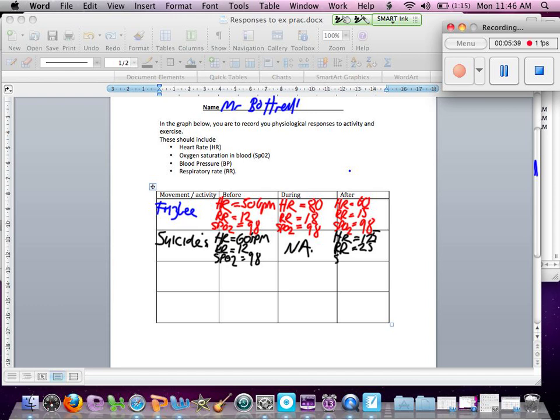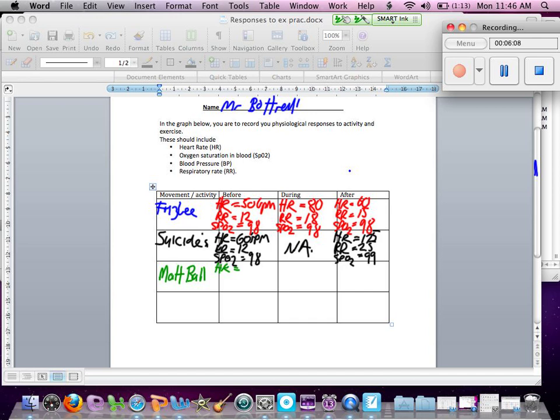And then the last activity we did was a game. We played a game of mat ball. And with mat ball, before the activity, my heart rate, of course, because I haven't done anything before the activity, is quite low. Beats per minute.